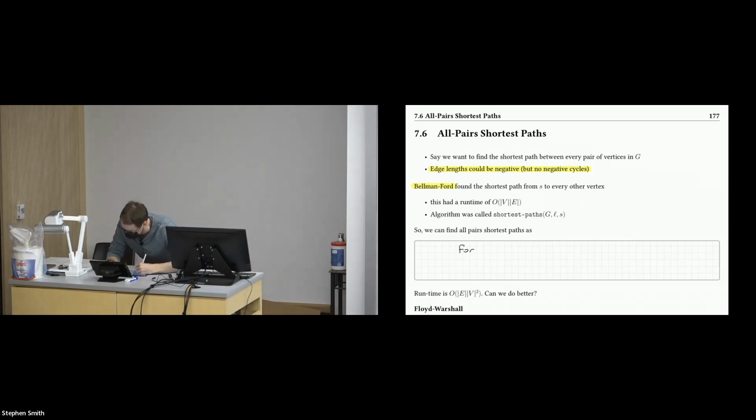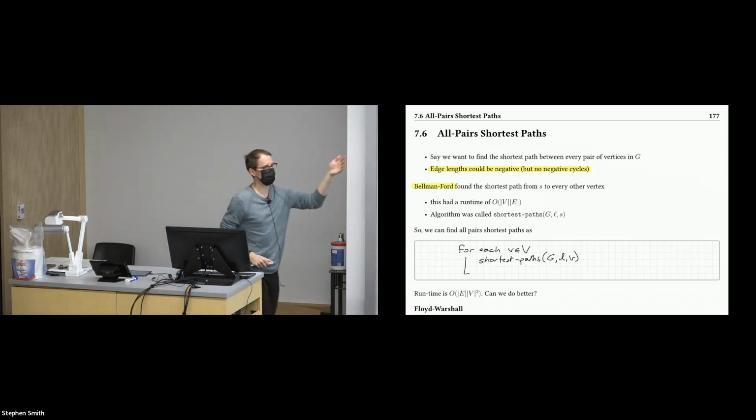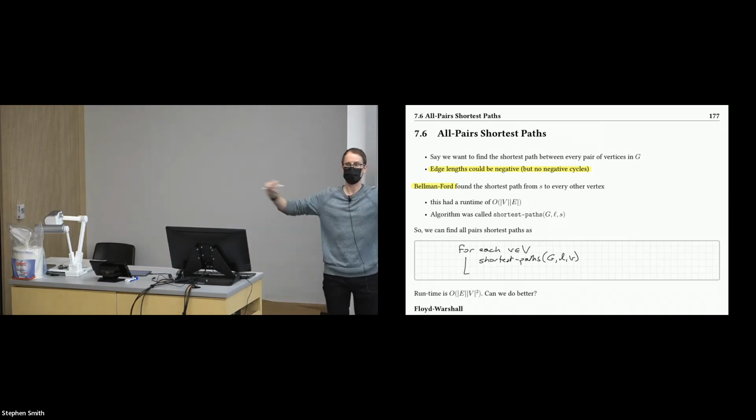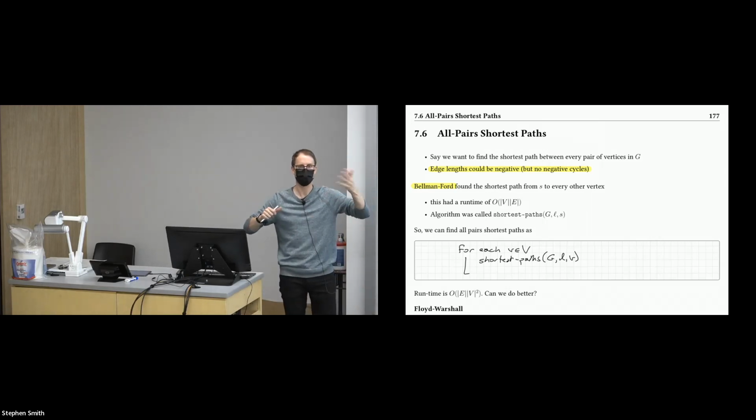It's just, for each v in V, run shortest paths, that was what we called the algorithm, on v. That's it. The output for this one is an array of distances, so I call that dist v, right? And then I get the next start and I get another array. I should save all the arrays and then stack them to make my matrix.